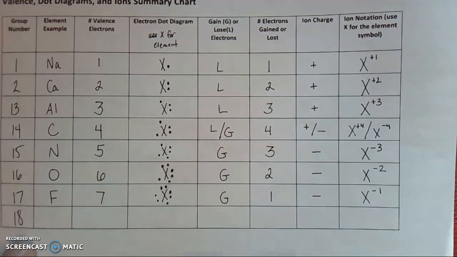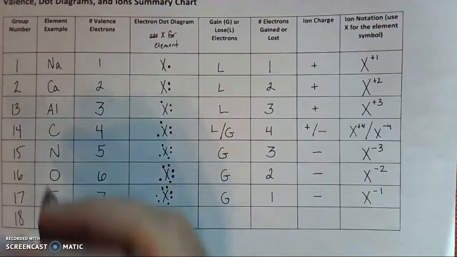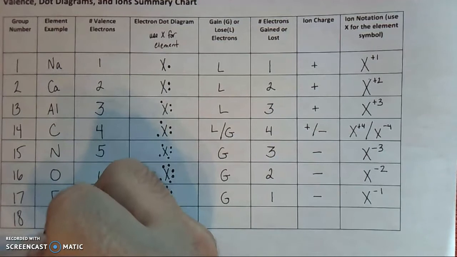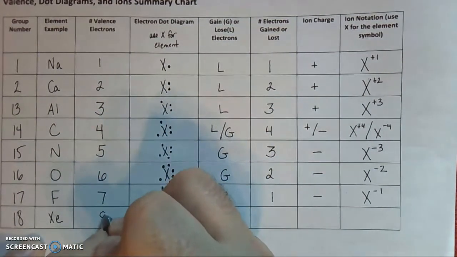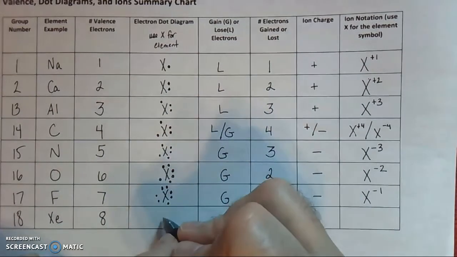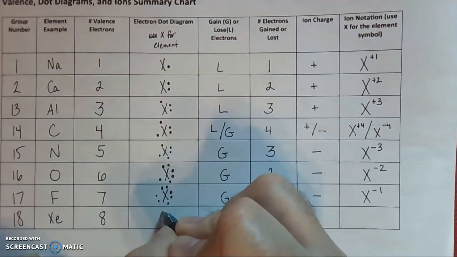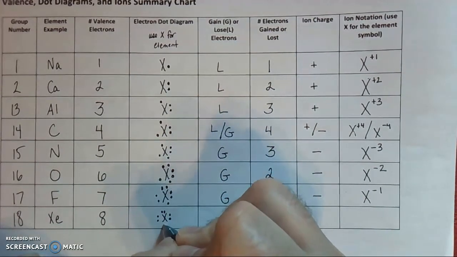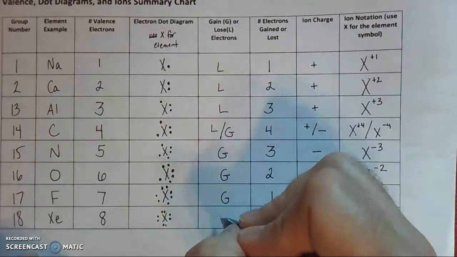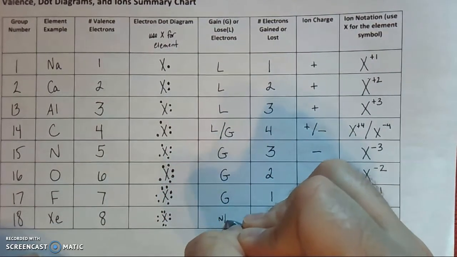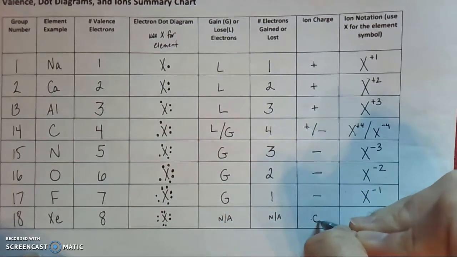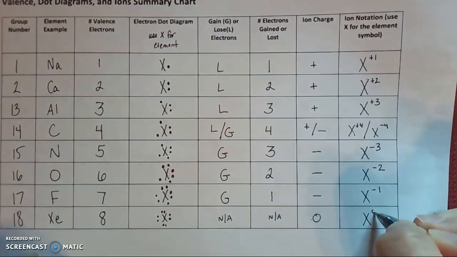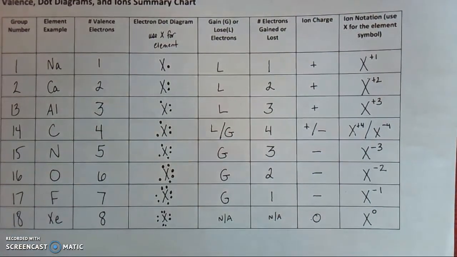And then finally, group 18, those noble gases that we talk about. So a good example here would be xenon. It has 8 valence electrons. So it's going to have all 8 surrounding it. It's going to be stable. It doesn't gain or lose. It remains neutral. So we can write it like that.